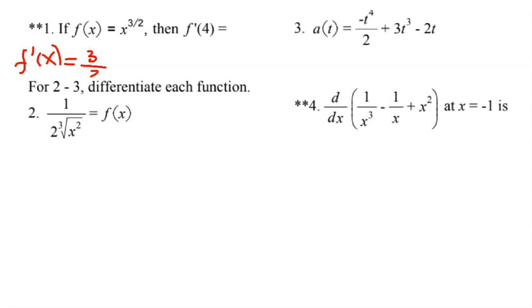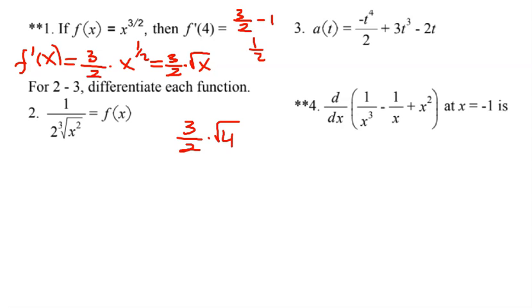You get 3 halves. And times, you're going to decrease the degree by 1, which means you're going to subtract 1 from 3 halves. So once you subtract 1 from 3 halves, you get just 1 half. So x to the power of 1 half, or 3 halves times square root of x. So now we're going to evaluate this function at x equals 4, which means 3 halves times square root of 4. I'm just going to replace x by 4. And now we get 3 halves times 2, and now we get just 3 as an answer.